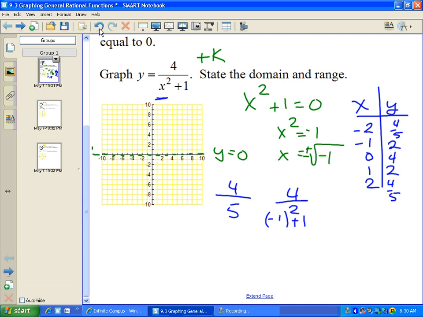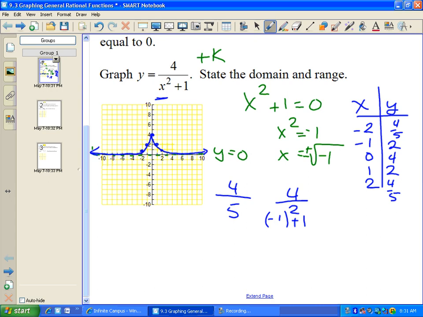So now I can come through here and plot these points. -2 is 4/5, so that's just a little less than 1. -1 is 2. 0 is 4. 1 is 2. 2 is 4/5. And I know this is an asymptote, so it's going to approach the asymptote but never reach it. The graph goes up, comes back down, and that's what it looks like.